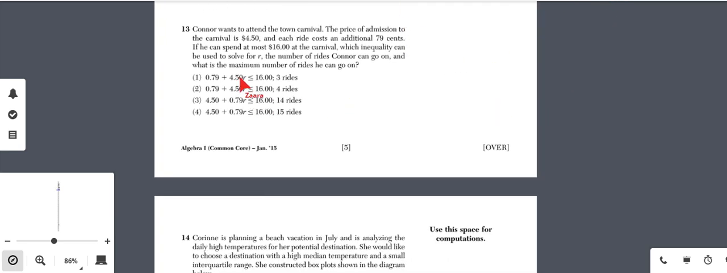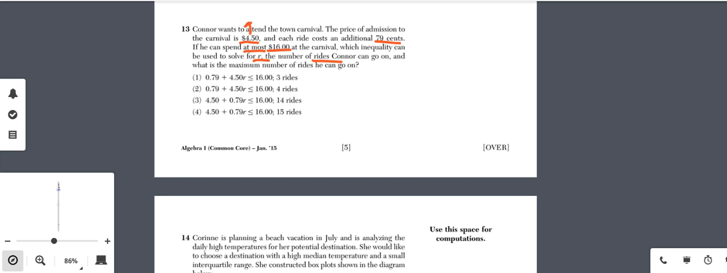Okay, this is a very simple question. Look at the next question, question number 13, where it says that he wants to attend the town carnival. The price of admission to the carnival is $4.50, and each ride costs an additional 79 cents. If he can spend at most $16, which inequality can be used to solve for r, the number of rides?